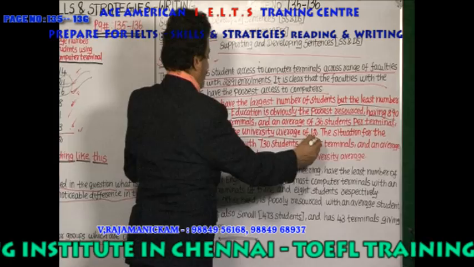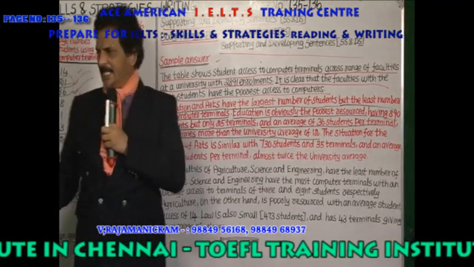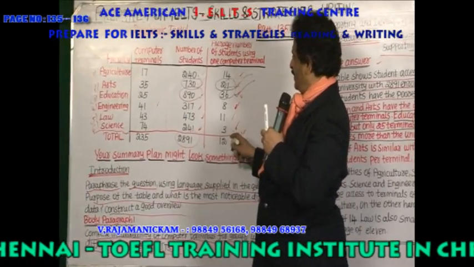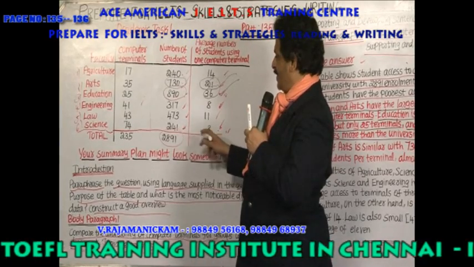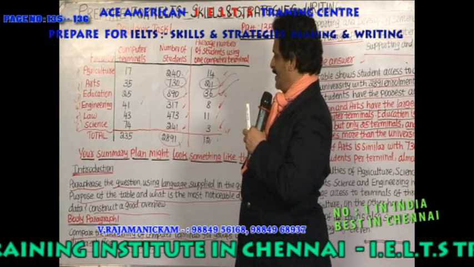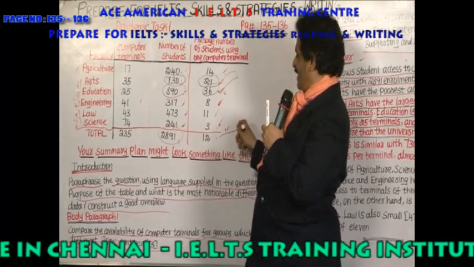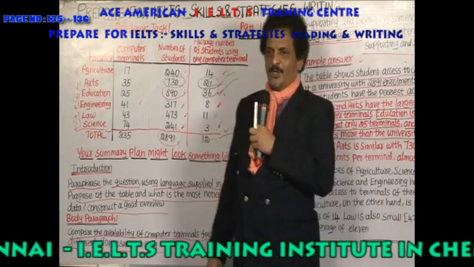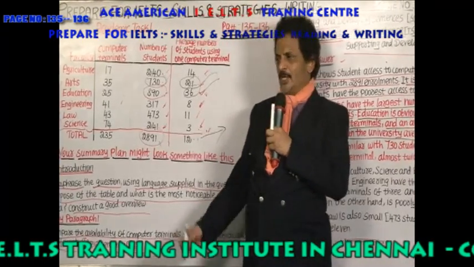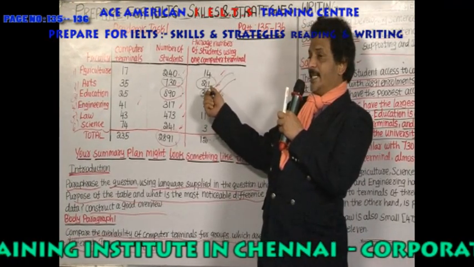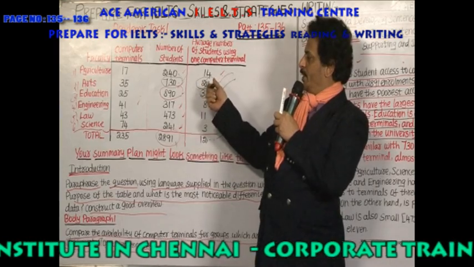2,891 students are there, 235 computers are there. You divide it, and one computer should be shared by 12 students. But here 36 students are there, more than average. 21 students are there, more than average. Law and agriculture are around the average, and science and engineering are in a beneficial position, they are blessed.